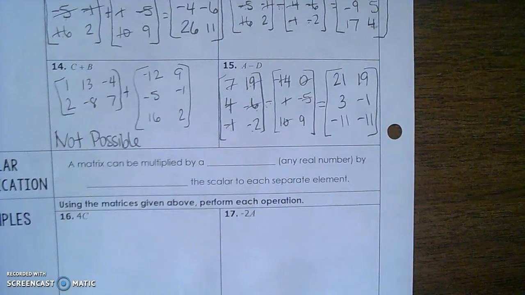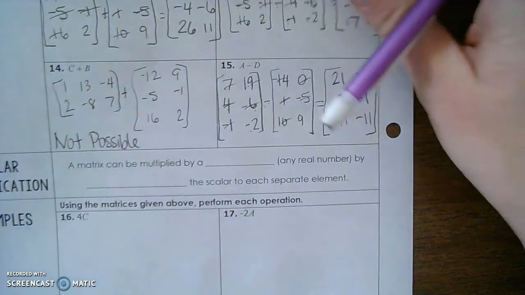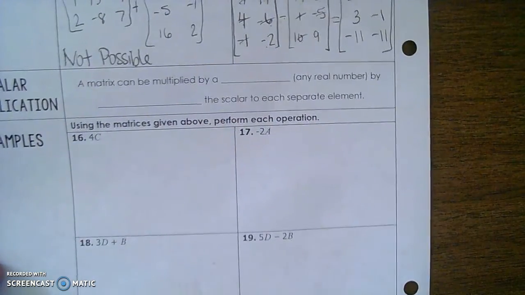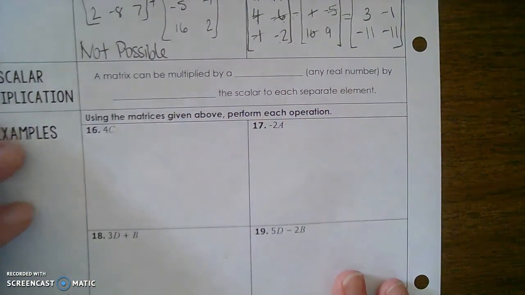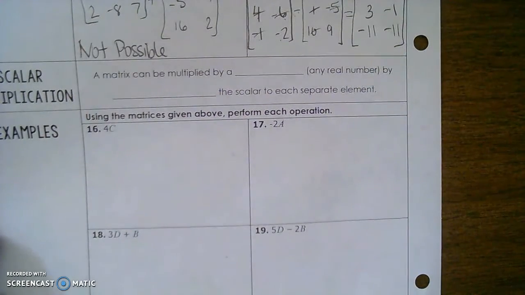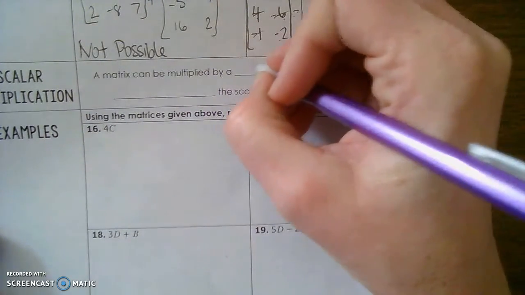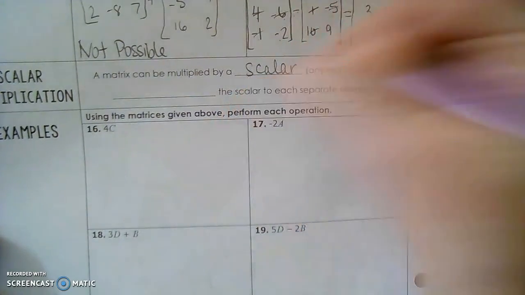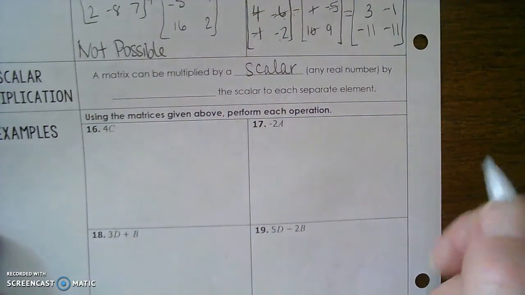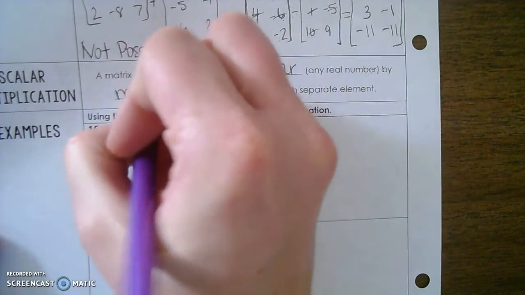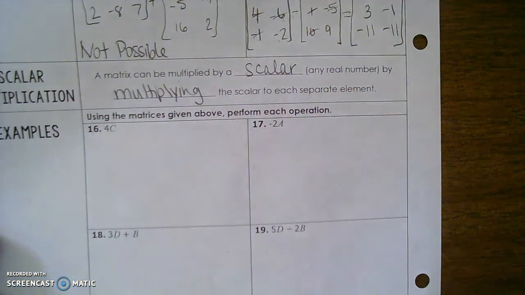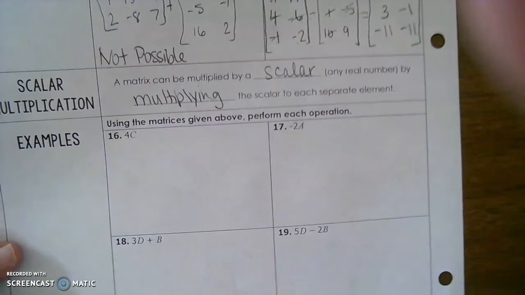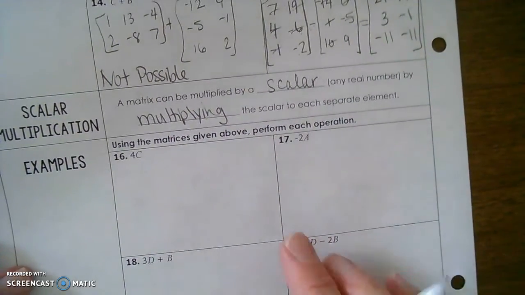So that's addition and subtraction. Line them up and just put the two corresponding elements together. We don't actually multiply matrices in Algebra 1. That is something that you will get to in Algebra 2, but for Algebra 1, all we do is scalar multiplication. So a matrix can be multiplied by a scalar, which is just any real number, by multiplying the scalar to each separate element. So you're just changing every single element by multiplying it by the number that's in front.